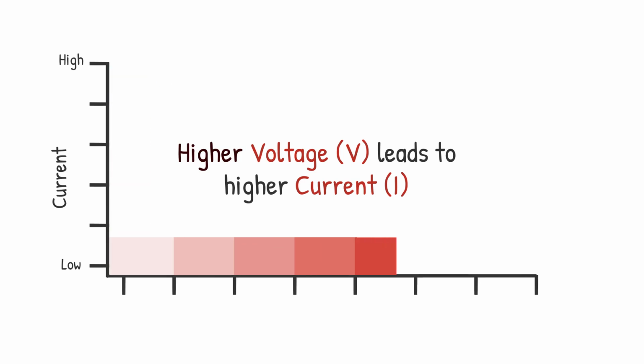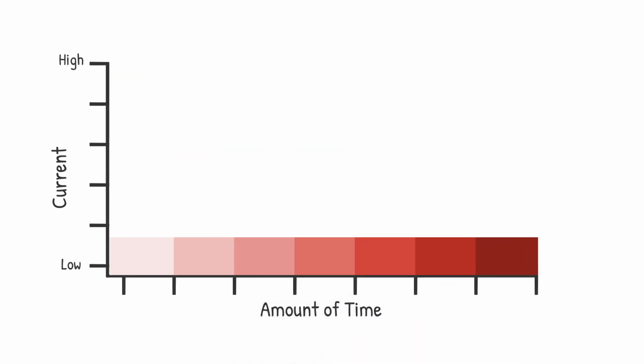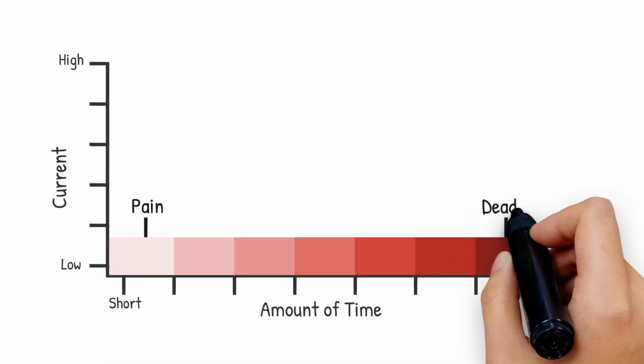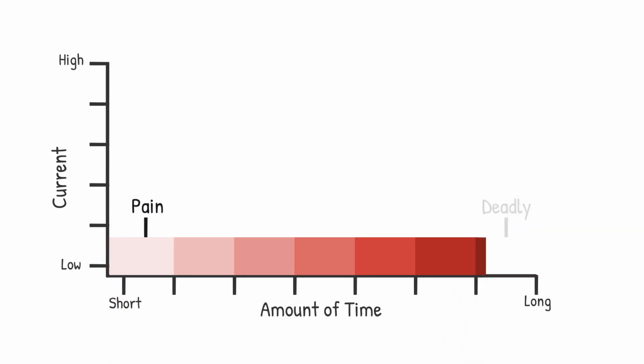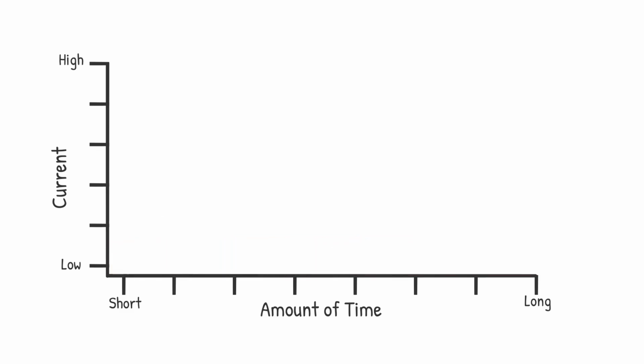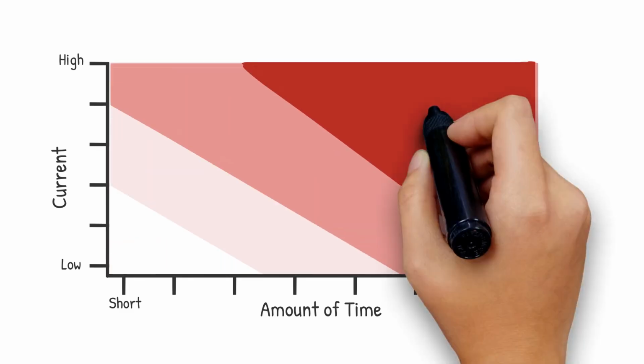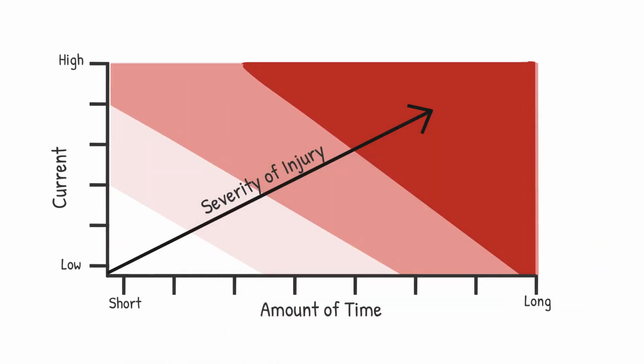The length of time the current flows through the body is also crucial. A short shock at a lower current might only cause pain, but the same shock lasting longer could be deadly. In investigations of electrical injuries, biomechanical engineers often analyze the duration and severity of exposure to understand its impact.